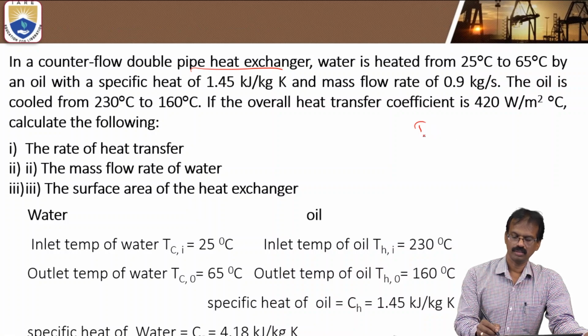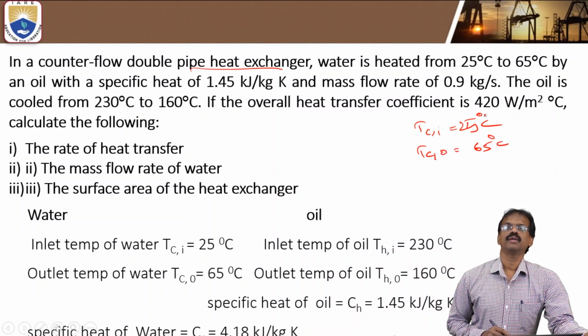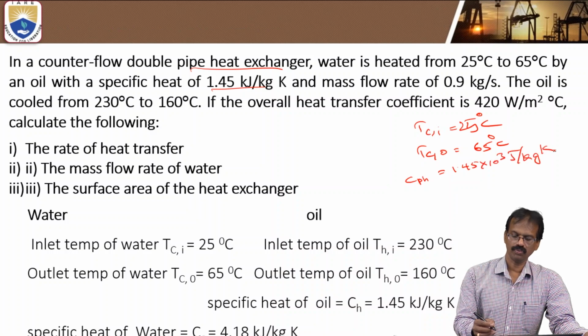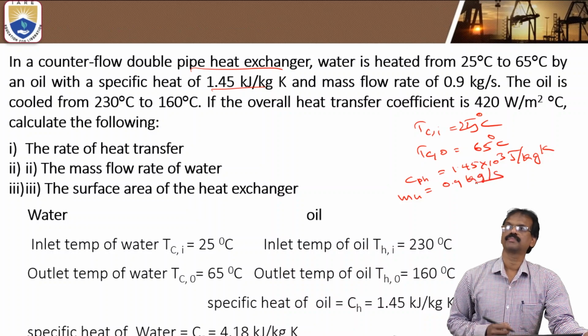Water means TCI is equal to 25 and TC naught is equal to 65 degrees Celsius. Okay, we have an oil with specific heat, and the specific heat of the oil CPH is equal to 1.45 into 10 cube joule per kg Kelvin. The mass flow rate of the oil is also given, that is mH is equal to 0.9 kg per second.